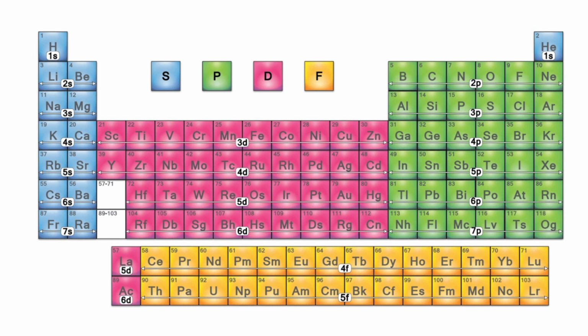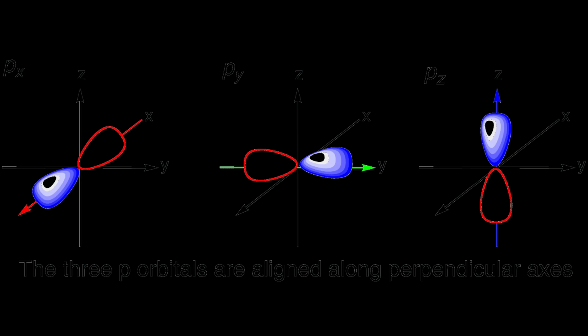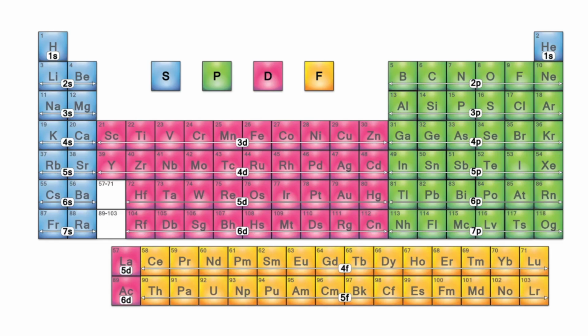Next up, we have the p block. The p block consists of the elements where the valence electrons are filling the p orbitals. The p orbitals have a dumbbell-type shape, or a water drop-type shape, and the p block also includes groups 13 all the way to 18, except for helium, because helium is in the s block.